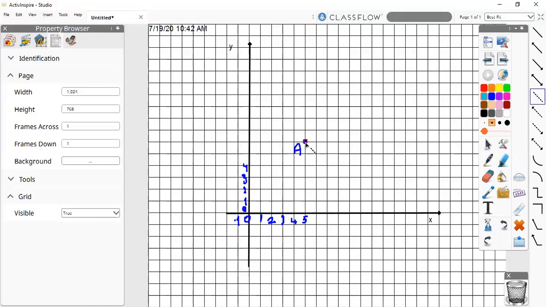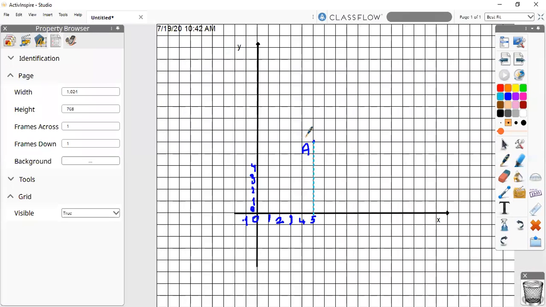okay? Okay, goes directly perpendicular to the x-axis. Now I came to the 5. Then the first one, the x coordinate, the A point has x coordinate, it will be 5.